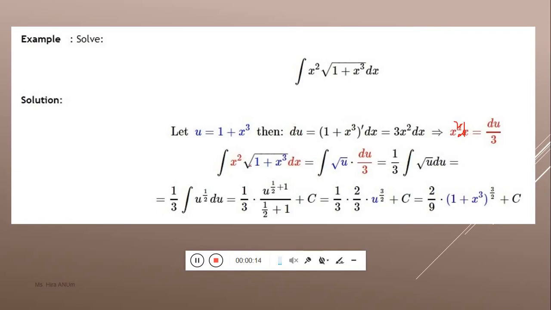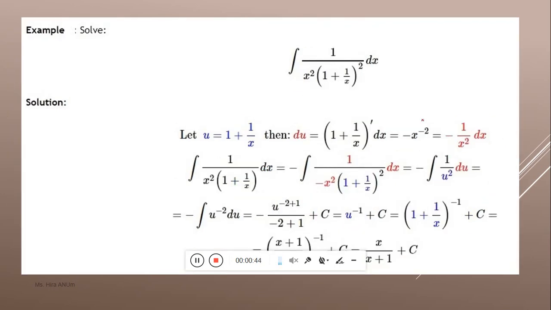Now you can put radical u du over 3, which equals 1 over 3 integral radical u du. The power of the radical is 1 over 2, plus 1 becomes 3 over 2, so u to the 3 by 2 over 3 by 2. Solving this, our answer becomes 2 over 9 multiplied by (1 plus x cube) to the power 3 by 2 plus c.